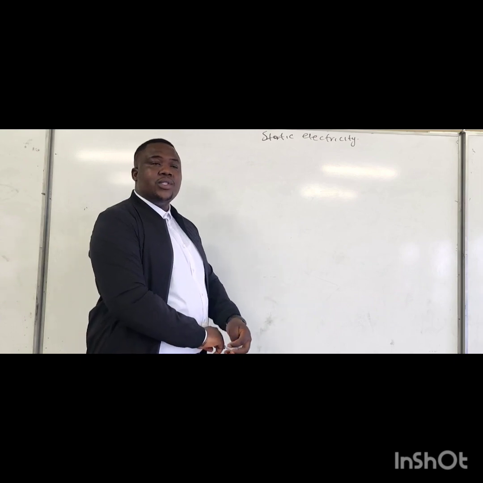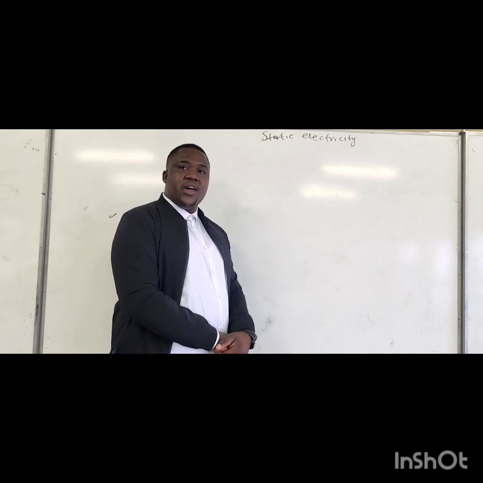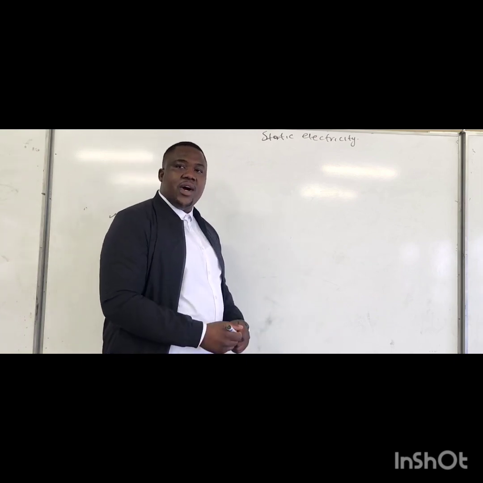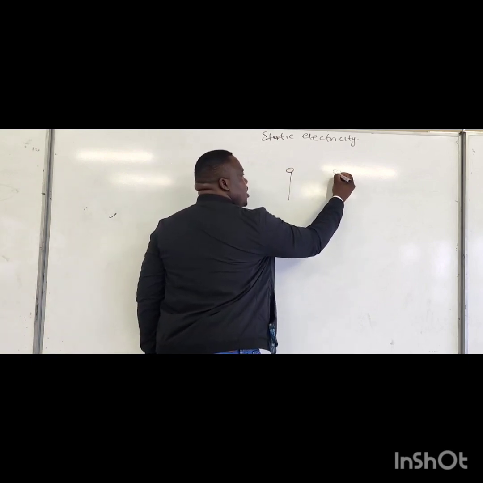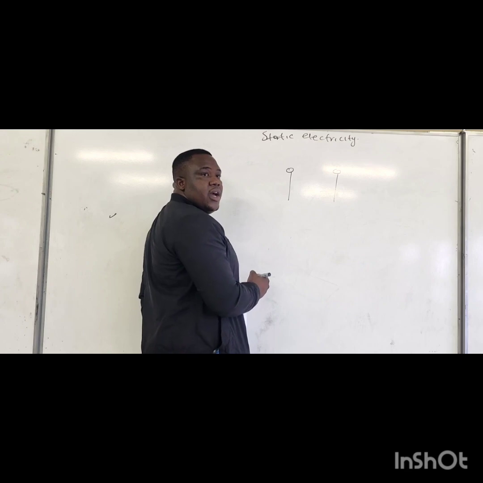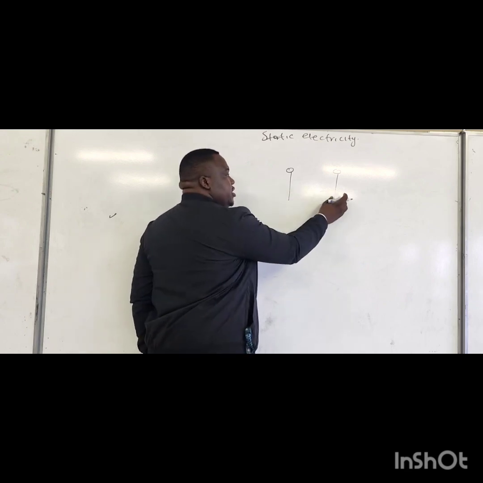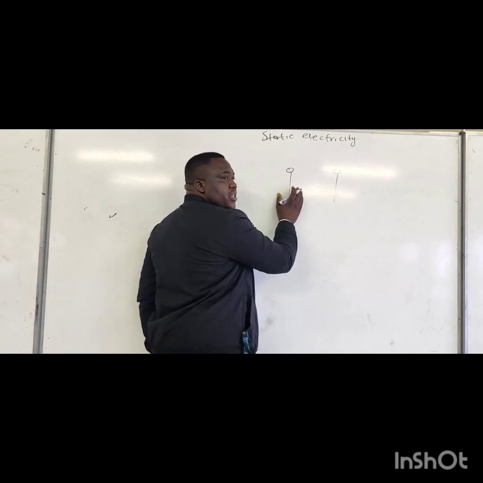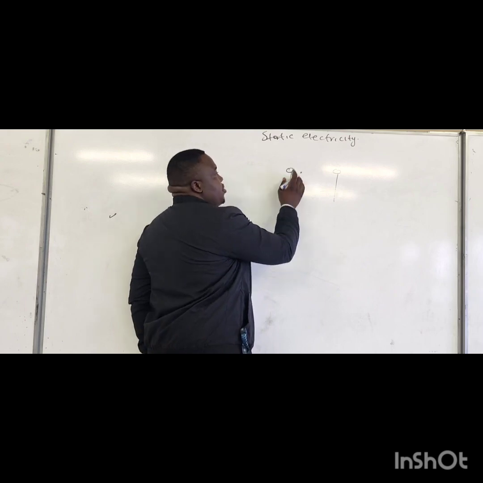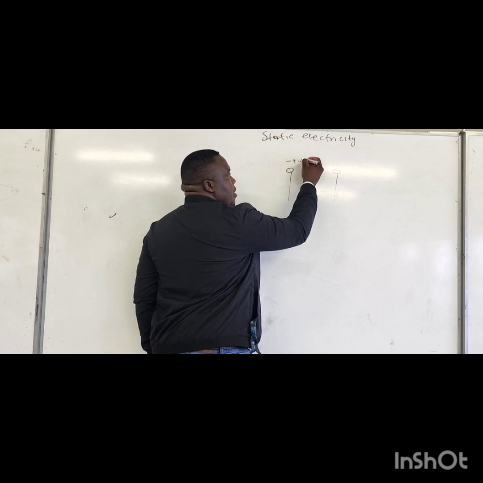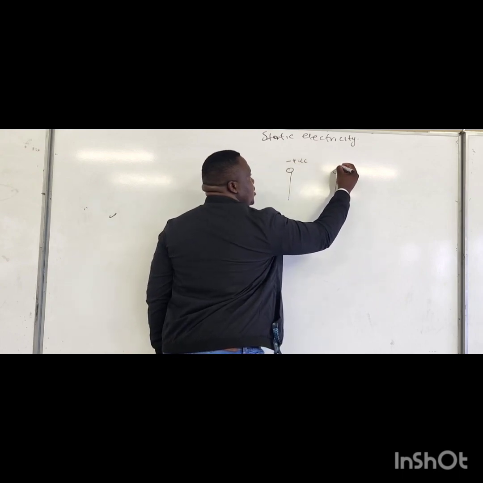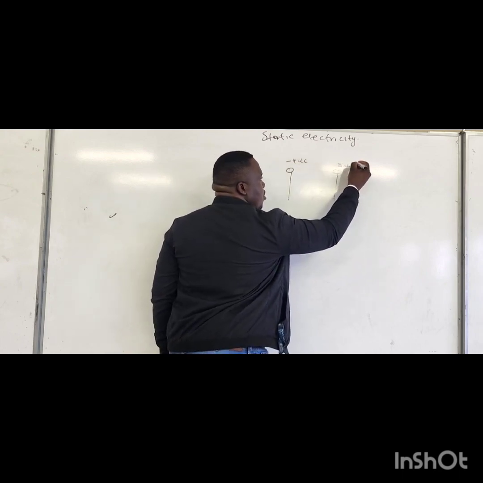So we're continuing with static electricity. I want to give you a particular scenario which usually occurs. Let's say we've got two spheres which have got point charges. These are point charges on spheres, right? You find that this one is -4 microcoulomb and this one is 8 microcoulomb.